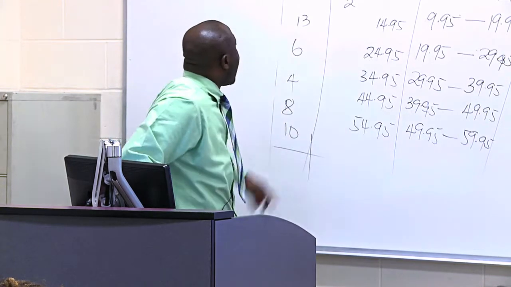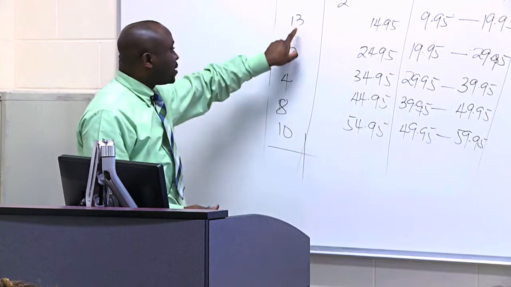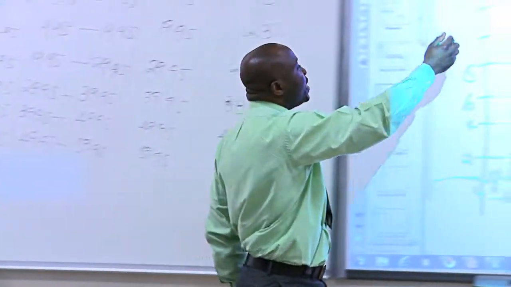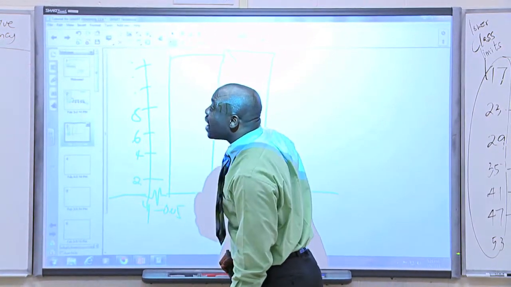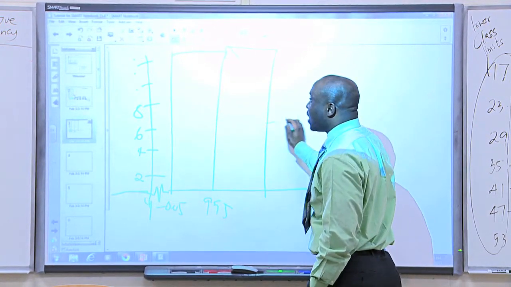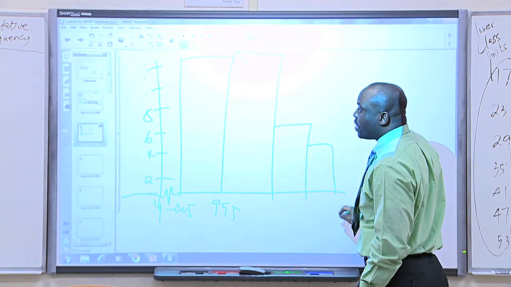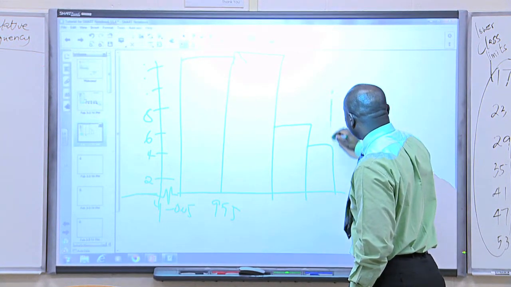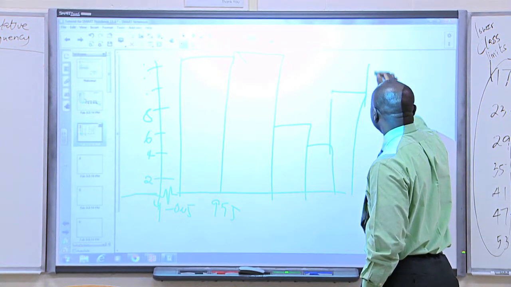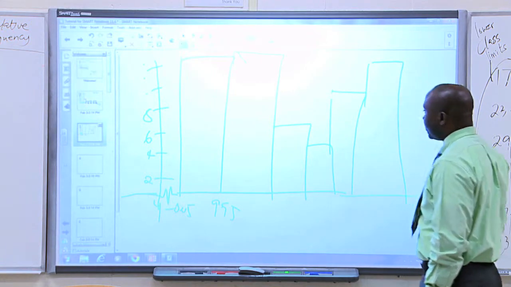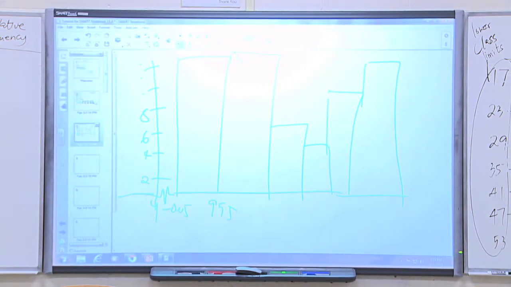Great. I'll quickly draw this, without the numbers. This is 13, so the 13 will be up there a little bit higher than this. Down, followed by 6, which is down here, and then 4, which is over here, and then we have 8, somewhere there, and then 10. You notice that there are no gaps in between them. That's what makes it a histogram.